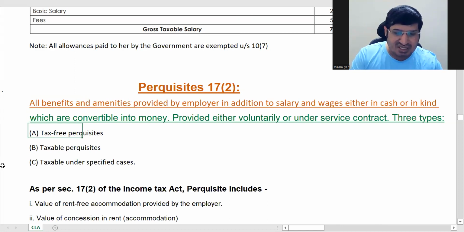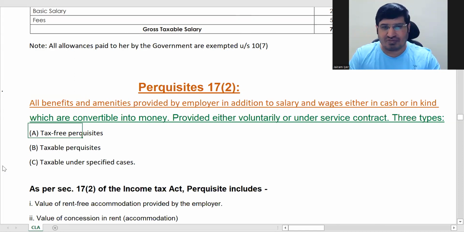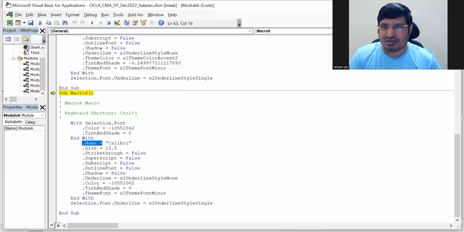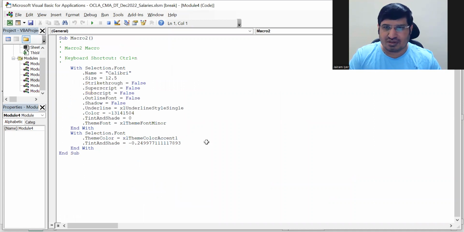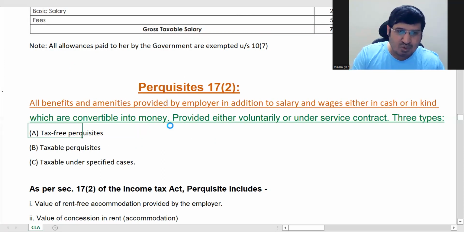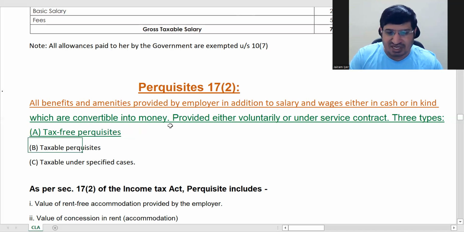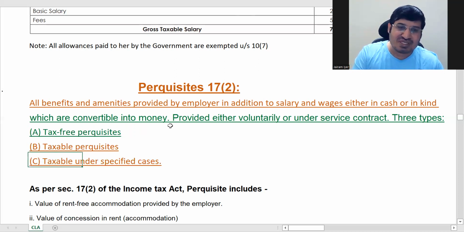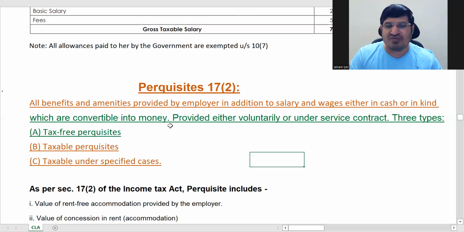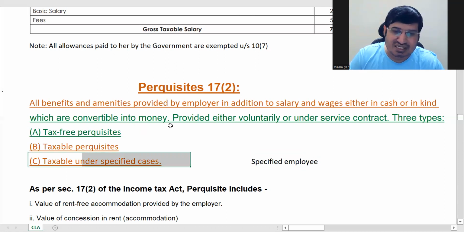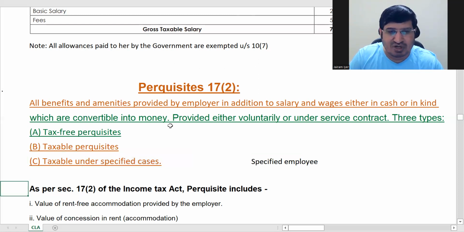So three types are there. One is tax-free perquisites, as the name suggests, there is no tax on it. Second is taxable perquisites. And third is taxable under specified cases. There is a definition of specified employee, so we'll see that. So point C is taxable only for specified employees. These three types of perquisites are there.